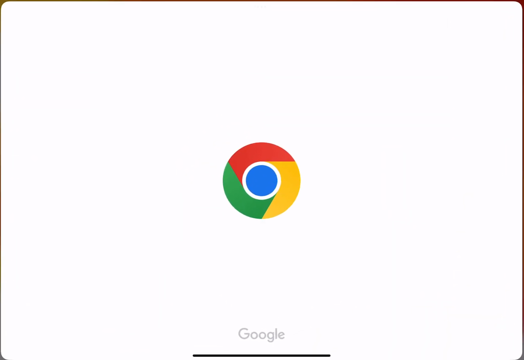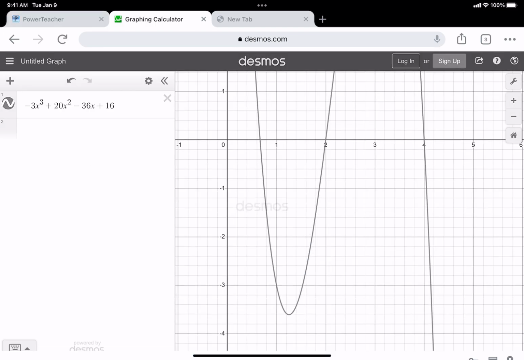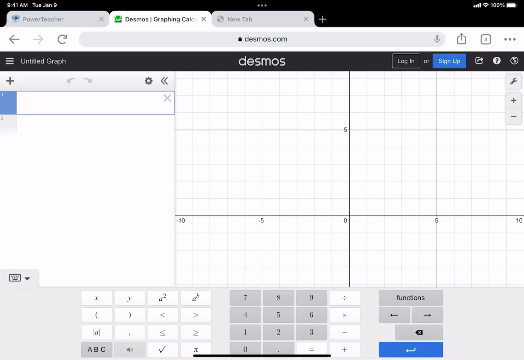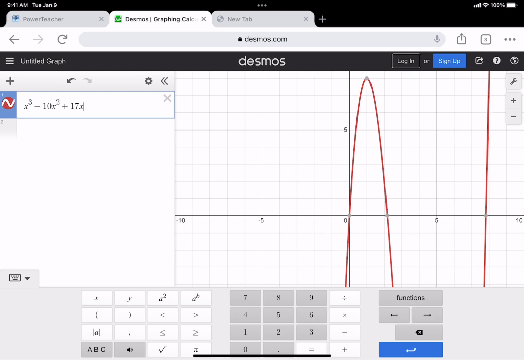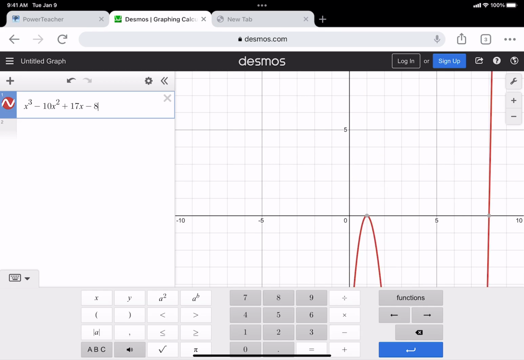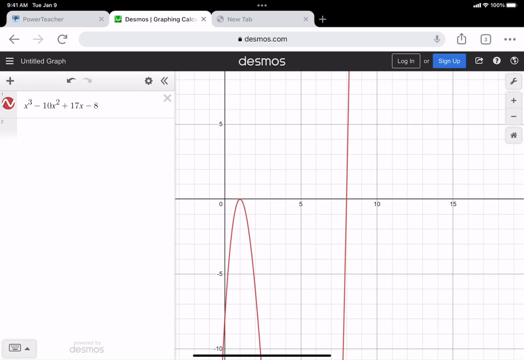I'm going to check your answer. What do we got? X to the third minus 10x squared plus 17x minus 8. Oh, there it is.